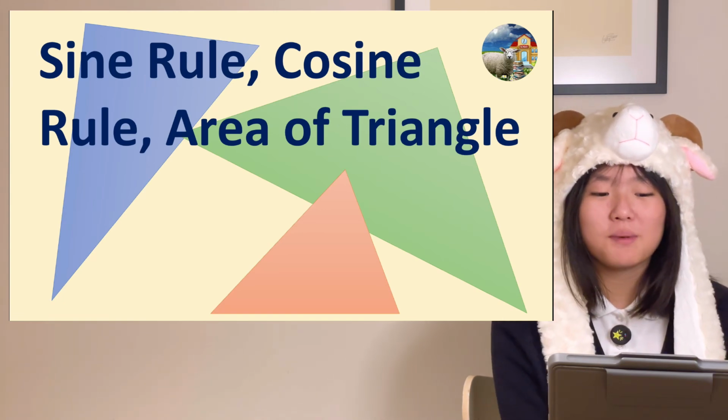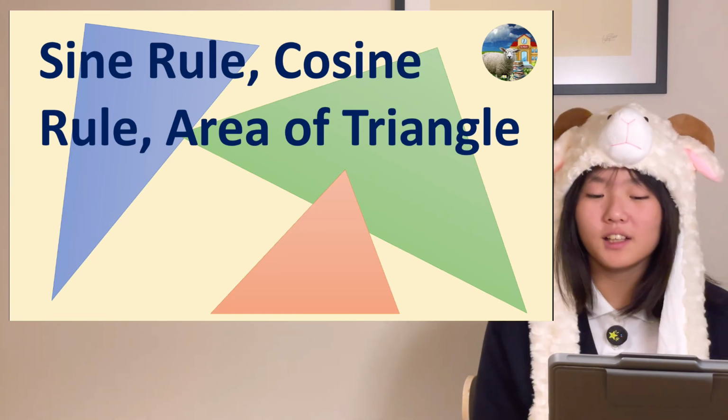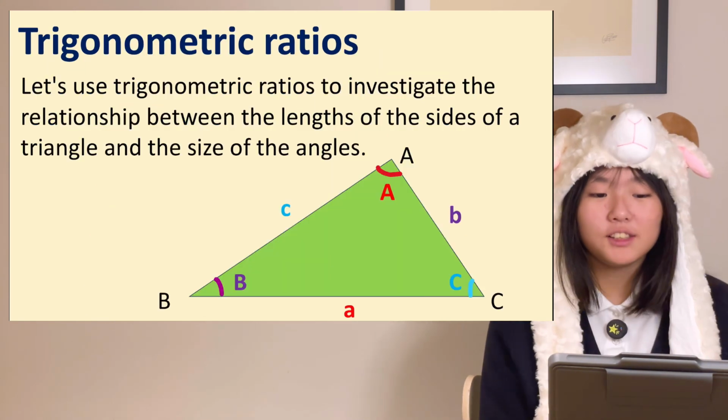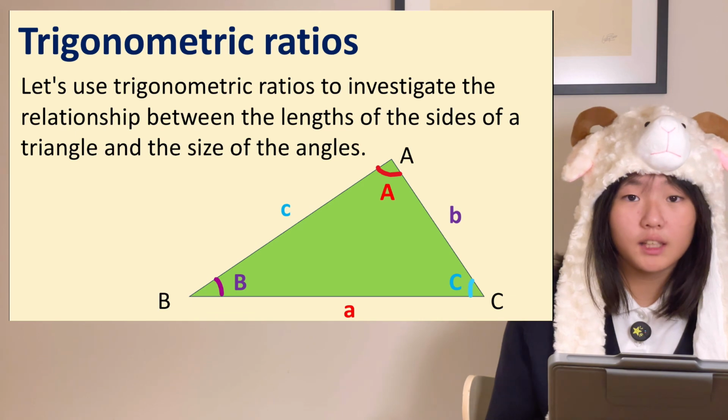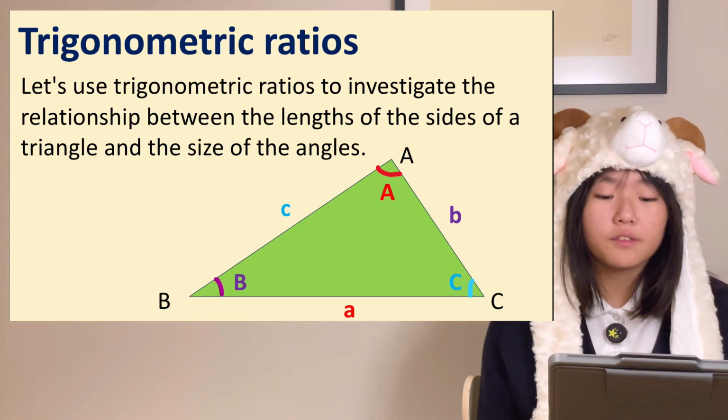Today I'll be teaching you about the sine rule, cosine rule, and the area of a triangle. Let's use trigonometric ratios to investigate the relationship between the lengths of the sides of a triangle and the size of the angles.